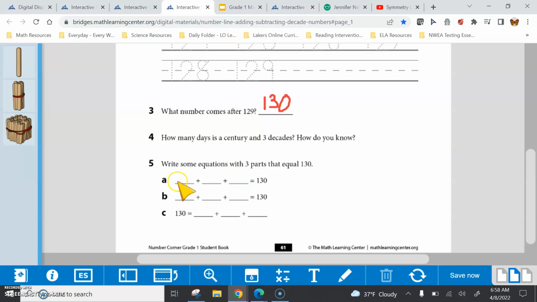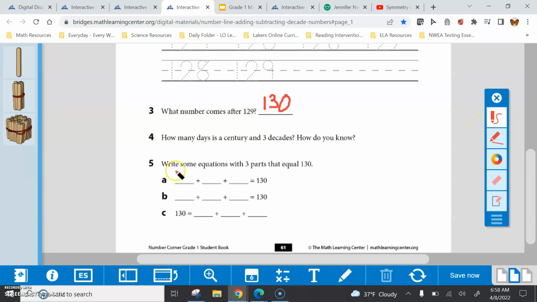Here's what I want you to focus on now. They're asking you to think of 3 different ways that you can write a math fact that equals 130. You might decide to put 100 plus 20 plus 10 equals 130. That's one way. Can you think of more ways? I'd like you to complete this page now. Off you go.